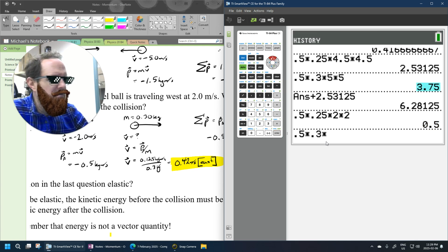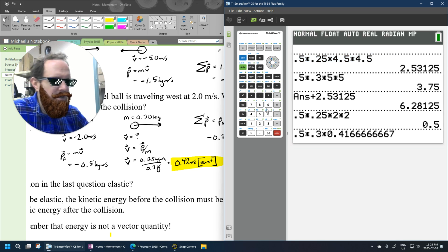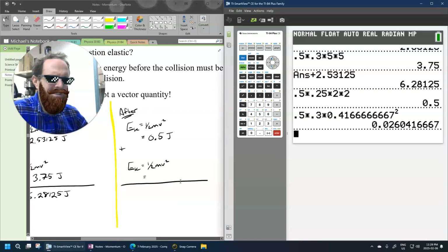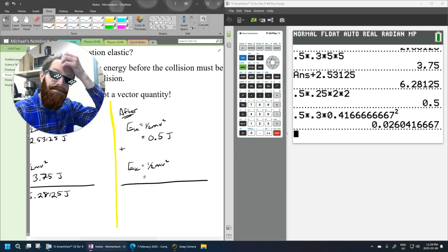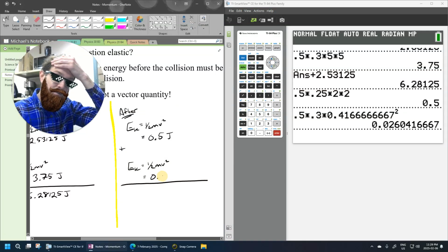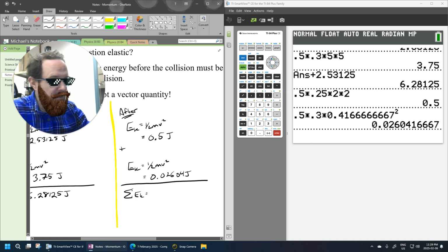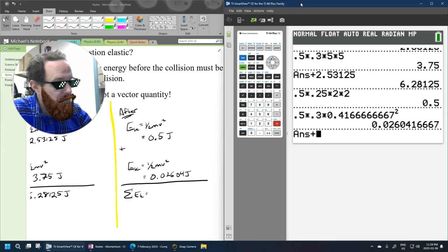Times the velocity, this velocity, squared. I'll have to hit the square button this time. Boom. It's tiny, right? So 0.026, etc., joules. I add them together, and we get this number plus 0.5. There you go.